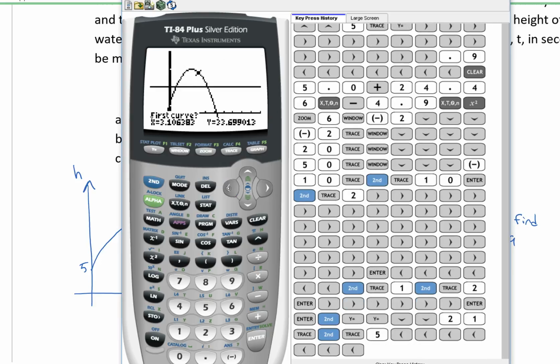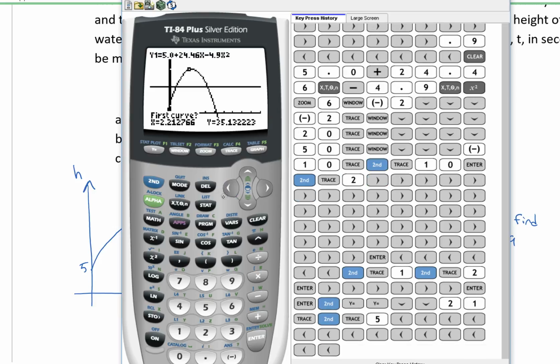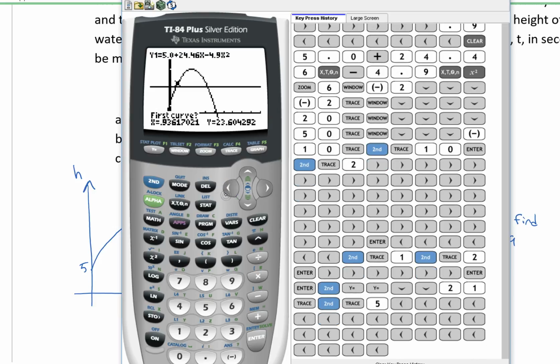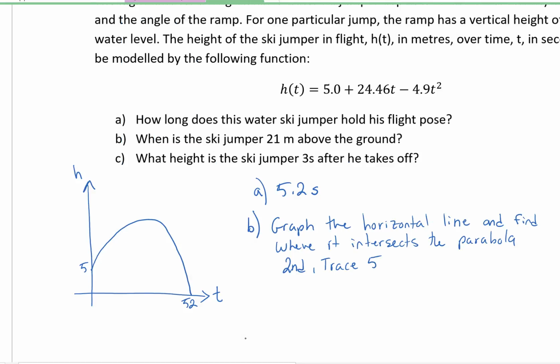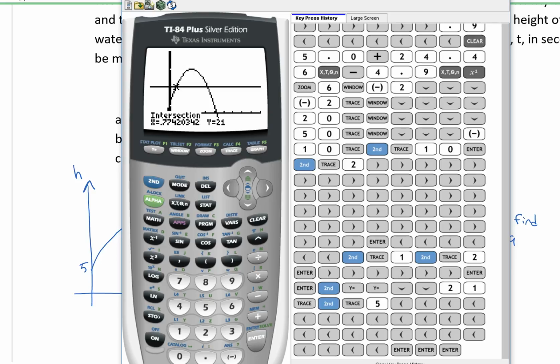So if I want the first one, before I hit enter on first curve, I actually need to put the cursor closer to the point I want. Now I can go enter, enter, enter, and it gives me the intersection of 0.77 seconds and 21. I'm going to just make note of that. So it's at 0.77 seconds, and there's another one. You need to look at your graph and see, is there one point or are there two points of intersection?